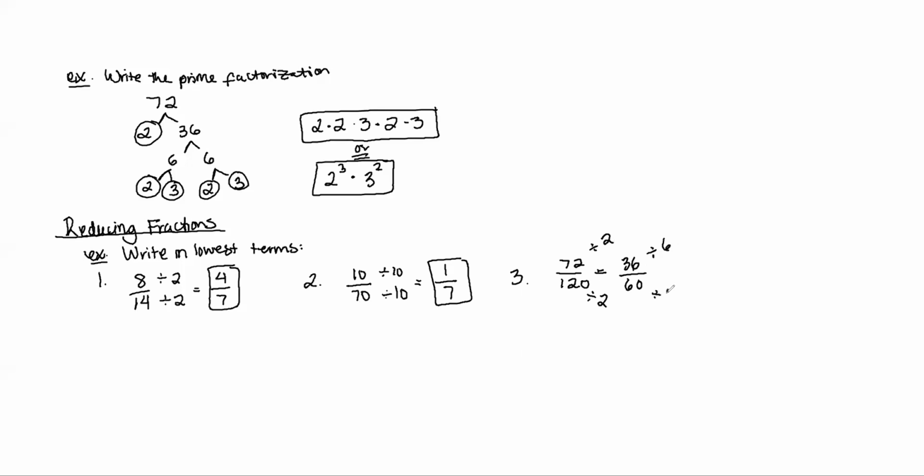And remember, there's always different ways of doing this. We could have divided them by 12 or by 2. So 36 divided by 6 is 6. 60 divided by 6 is 10. And we can reduce it one more time. So let's reduce 6 by 2 again, and divide 10 by 2. So we get 3 over 5.